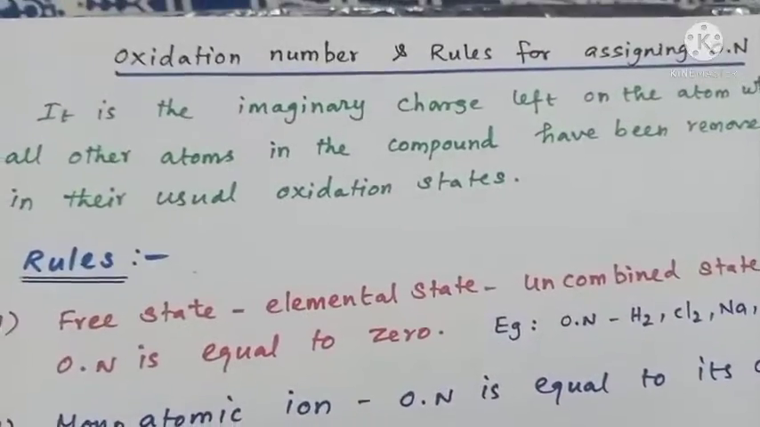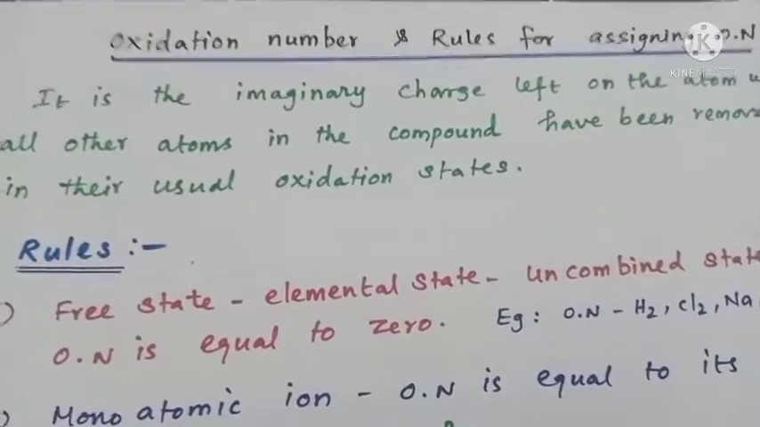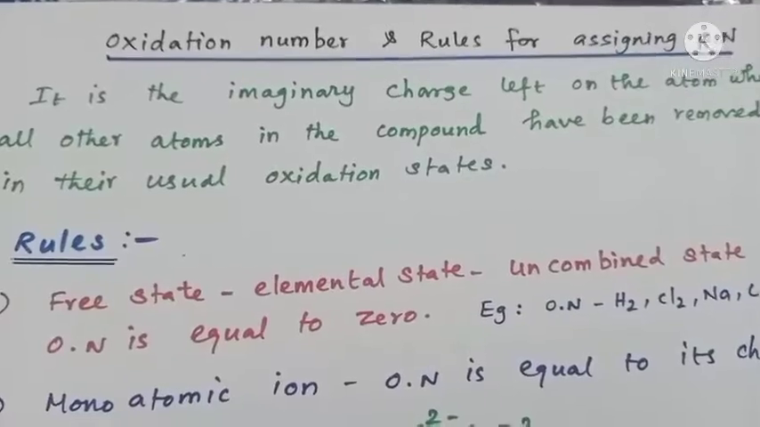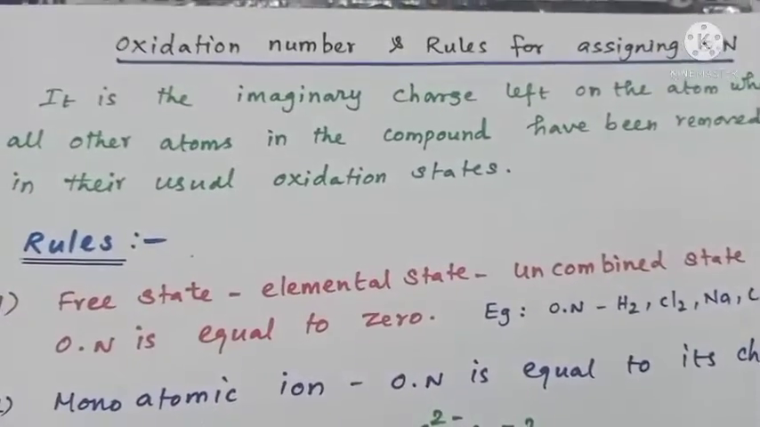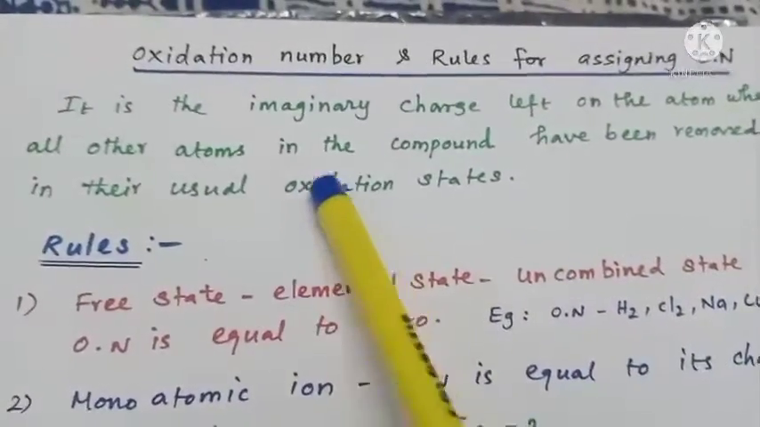In this video I am going to discuss what is meant by oxidation number and some rules for assigning the oxidation number of an atom in a compound or ion. This comes under unit number 1, chemical calculations. First, what is oxidation number?